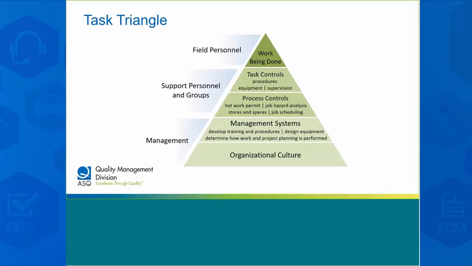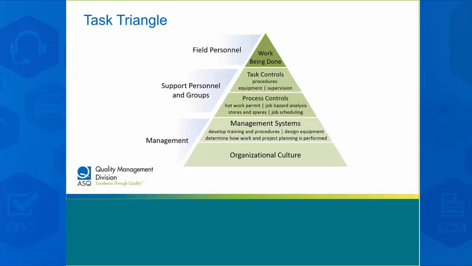Think of the triangle as an upside-down organization chart. Instead of the CEO at the top, it's the people on the front line. The top of the triangle covers the physical work being done by people in the field, such as operators, mechanics, laborers, technicians, doctors, nurses. The middle of the triangle is support personnel, such as supervisors and support groups. You have groups such as procurement and human resources here.